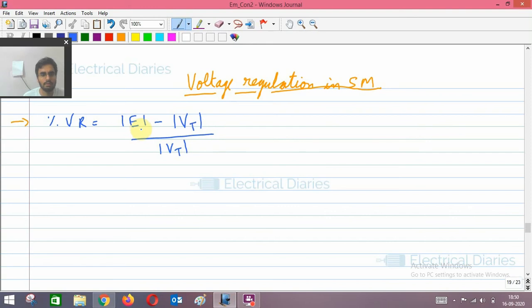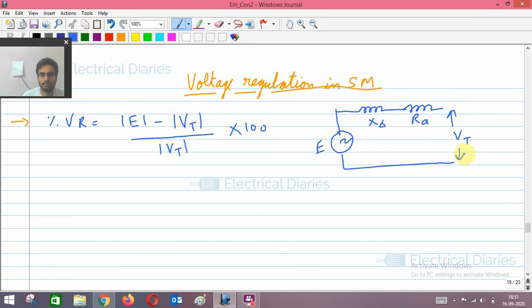See, E is the voltage at no load, and the terminal voltage is at full load, into 100. And what was the equivalent circuit that we have seen? This was your E. If I combine everything, this was your XS, this is your RA, and this was your VT. So this was the equivalent circuit where XS is synchronous reactance, RA is the armature resistance. So this was the basic thing.